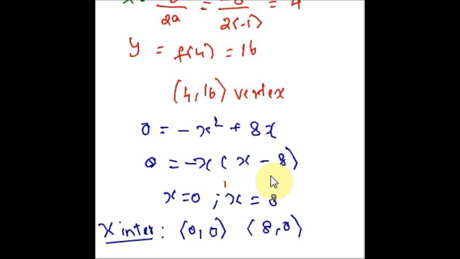At this point, we have got all the information we need in order to sketch the graph. So just plot all these points, vertex, x-intercepts and y-intercept, and then just connect all the points and create a parabola.